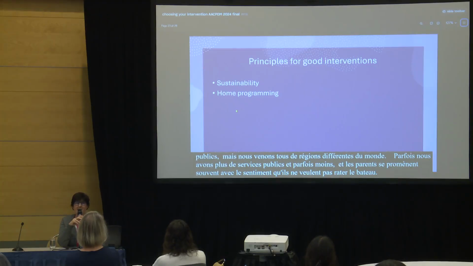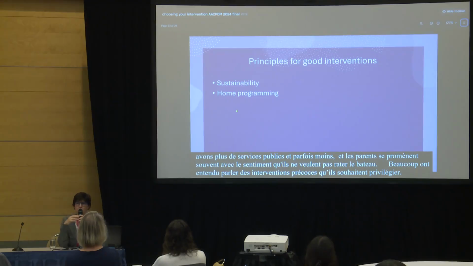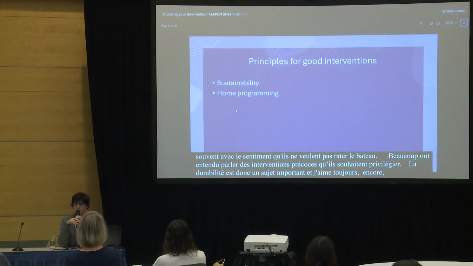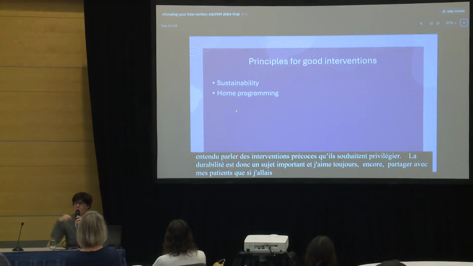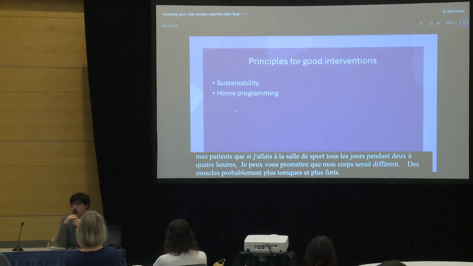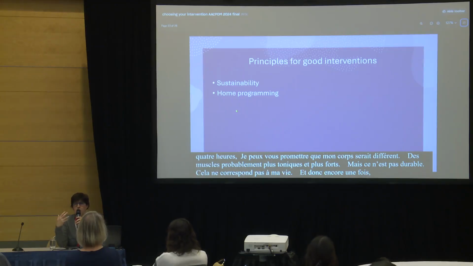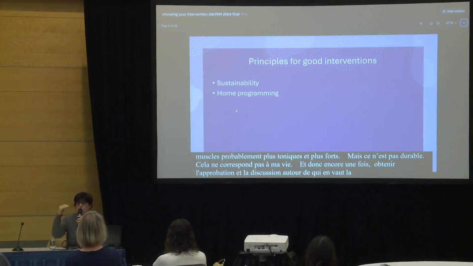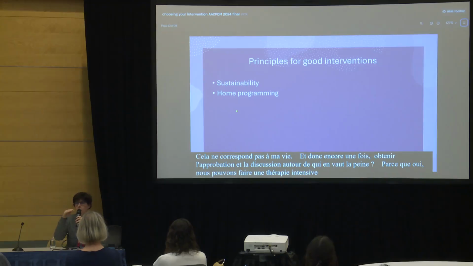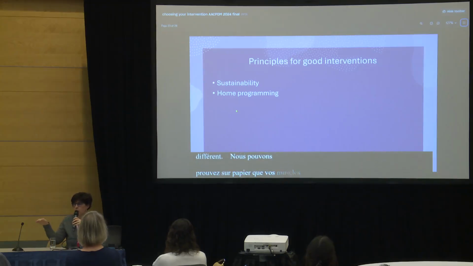So sustainability is a big topic, and I always like to share with my patients that if I would go to the gym every day for 2 to 4 hours, I can promise you my body would look different, probably more toned and stronger muscles, but it's not sustainable. It doesn't fit into my life. And so again, getting this approval and the discussion around what's worth it, because yes, we can do intensive therapy and get you to a different place. We can prove it in a paper that your muscle has become stronger, but how much is that needed and how much is it going to be sustainable?